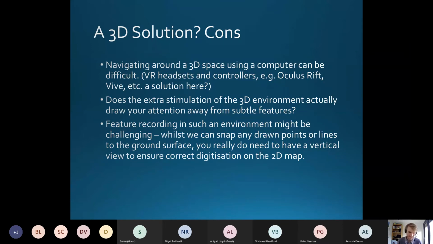We use it based on the OS map. We use it for planning purposes. We use it for planning an archaeological survey. We're not going to be doing that using 3D environments. We're going to be doing that using a 2-dimensional ordnance survey map in many cases, or an aerial photo.